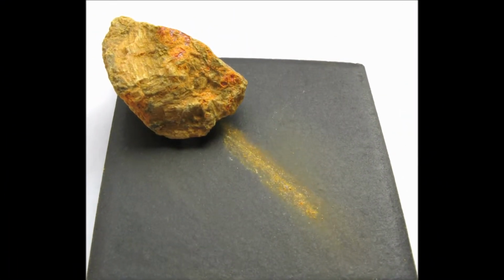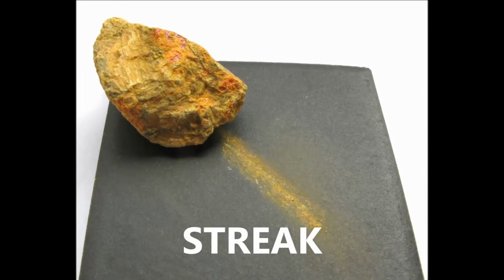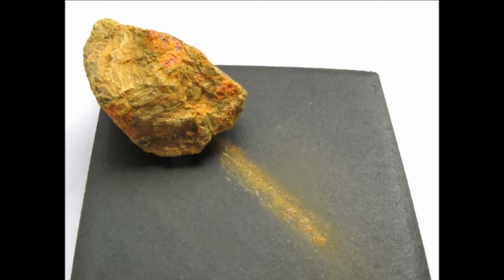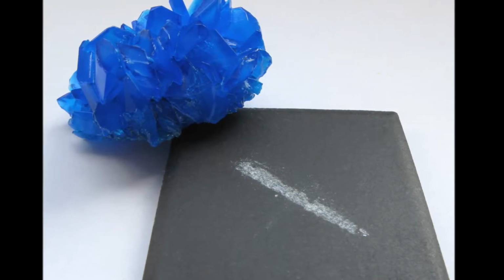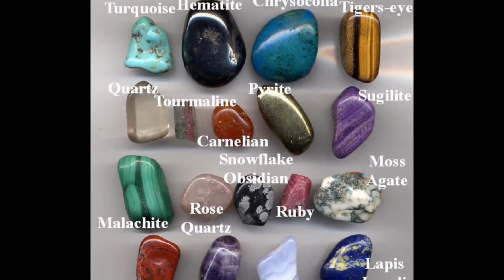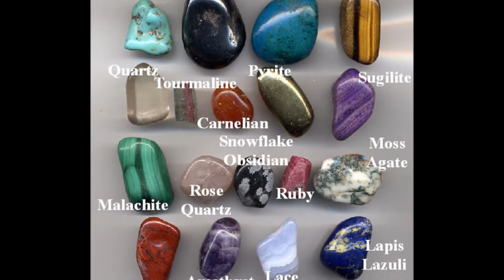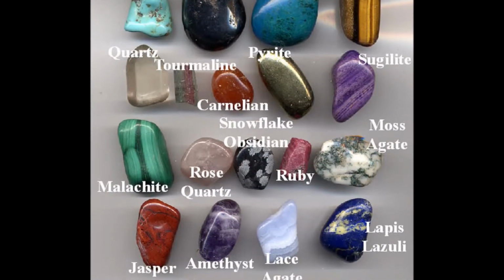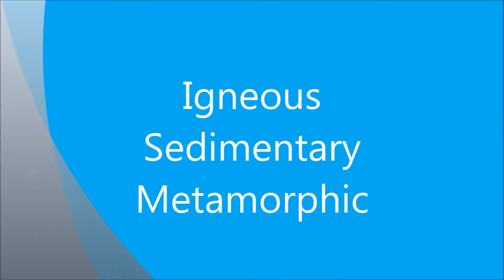The last property we'll discuss is streak. When you scratch a mineral along a white tile, it leaves behind a powder. A streak is the color of that powder. The streak may be different from the color of a mineral surface. All these properties, whether it be the color, hardness, luster, or streak, help scientists identify what type of mineral they are working with. Now we are going to look at the three types of rocks: igneous, sedimentary, and metamorphic.